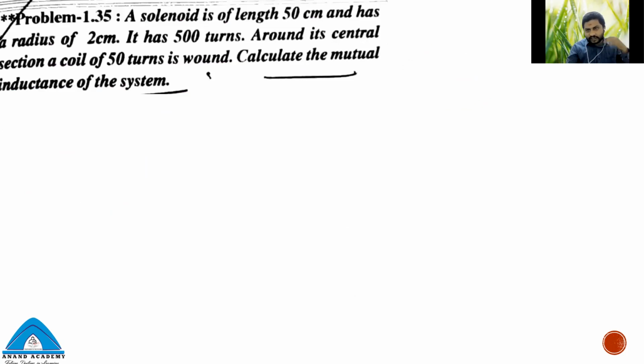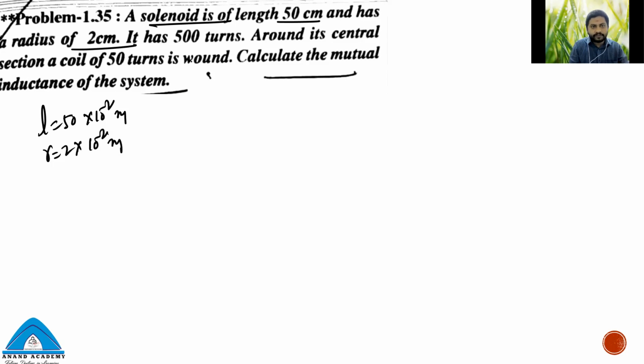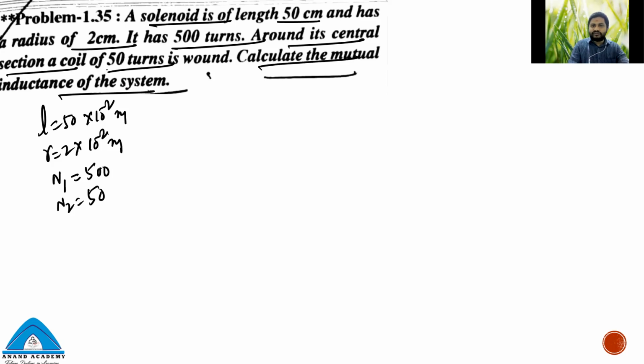See, still the questions are there. We're not leaving anything. A solenoid is of length 50 centimeters, students. Radius 2 centimeters, that is 2 into 10 raised to minus 2 meter. And the number of turns N1 is 500. Around its central section, a coil of another 50 turns. What's the mutual induction of the system?